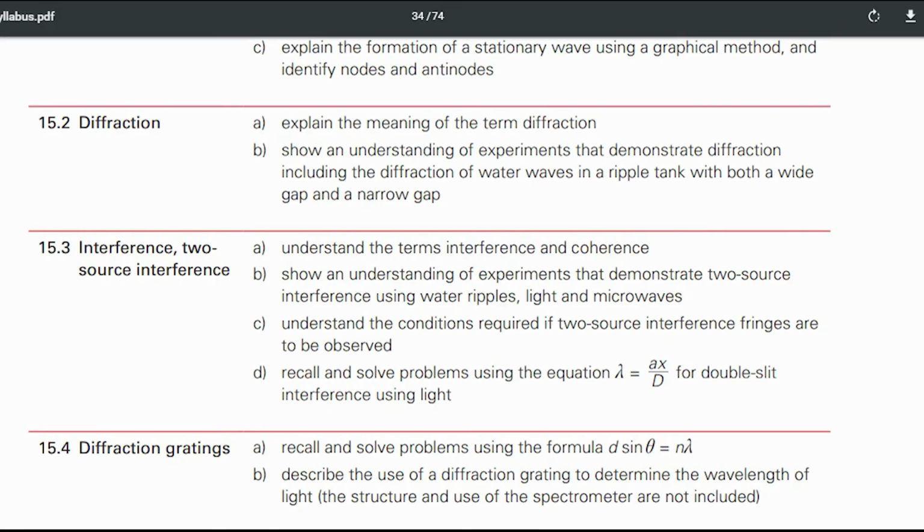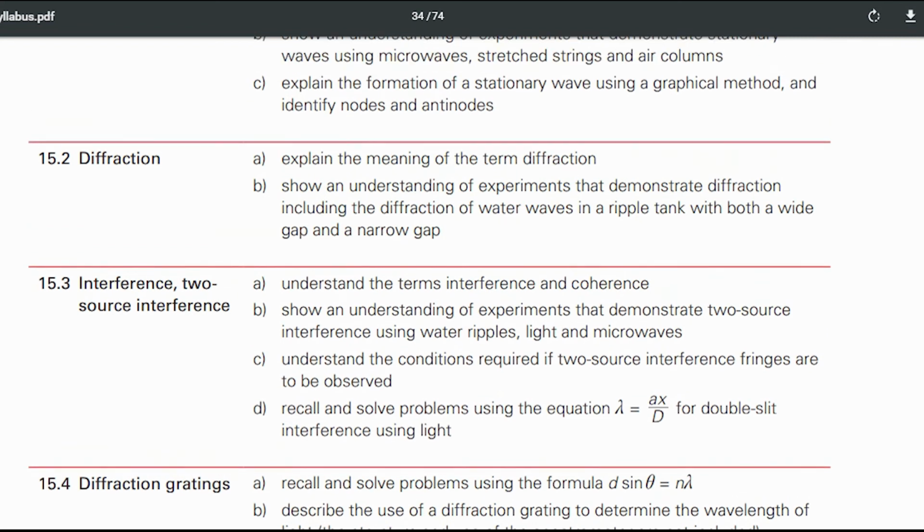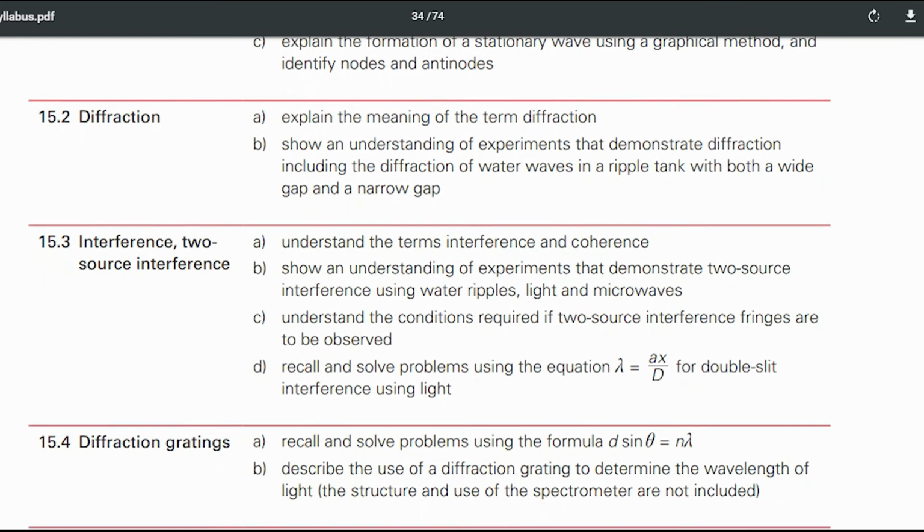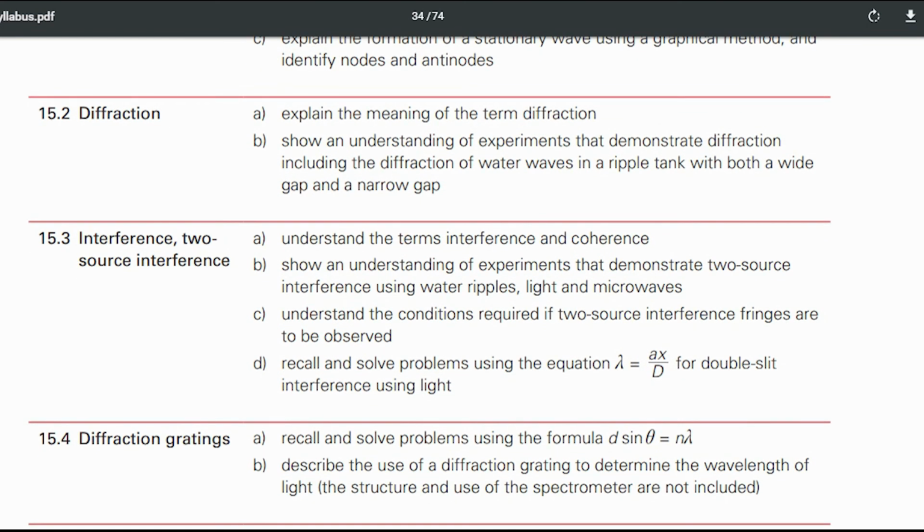And then what else do we have? Understand the conditions required for two source interference fringes to be observed. So basically the waves have to be the same type, they have to be on the same plane, and have similar frequencies, and hence that's when you can see interference, and they have to be meeting at a point. Recall and solve problems using the equation lambda is equal to ax by D for double slit interference. I hope you got that. So that's pretty much it.